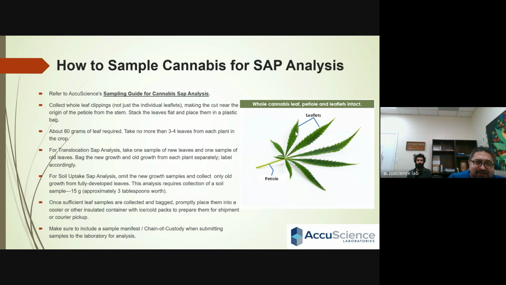If you're taking the sample for the SAP analysis on Monday at 9 a.m., don't take your sample on Wednesday at 4 p.m., because of the changes. You want to take it at the same time. I'm not saying exactly 9 o'clock, but between 9 and 10 o'clock you take it on Wednesday, so you can compare how the plant is uptaking the nutrients.